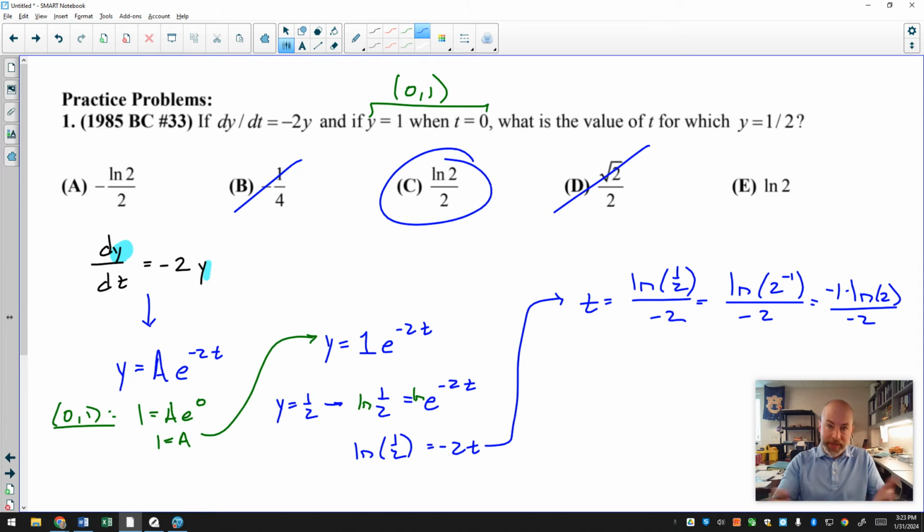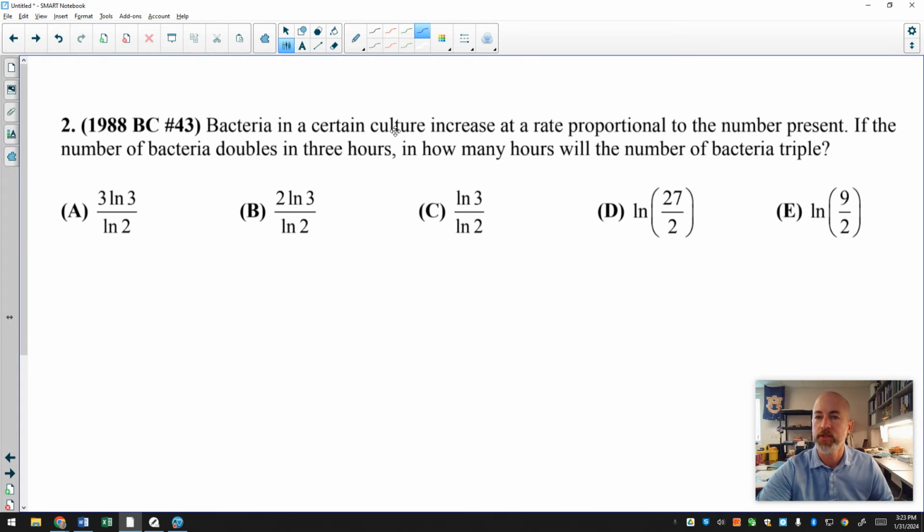So I have warned my students many times, if you are doing multiple choice questions in preparation for the AP Calculus exam, be ready to use those properties of logs because they love to shoehorn those into the question. Let's go on to number 2.